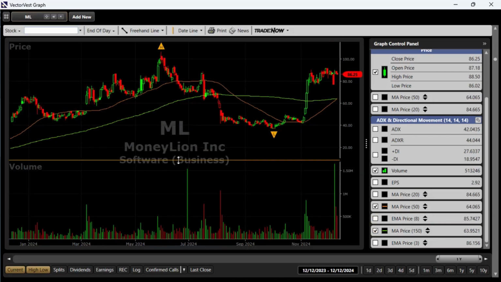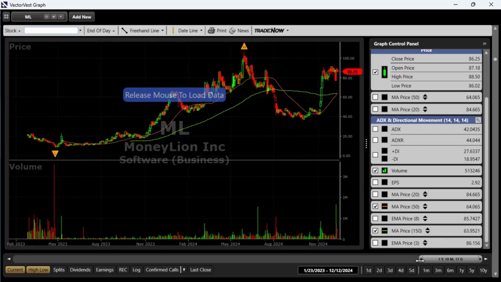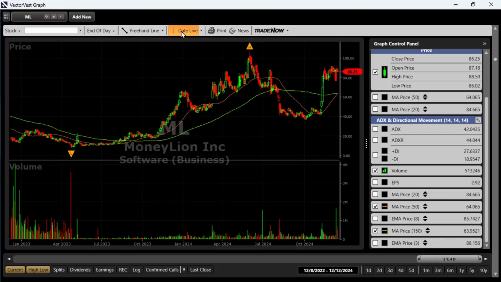Okay, so here's ML, Money Lion. There is your first bullish crossover after a little while. So if I pull us back a little bit further, we can look historically at the last time you had a bullish crossover. That was back here, right? Price had been falling for quite some time, below the 150, below the 50. Both of those moving averages were sloping downward.